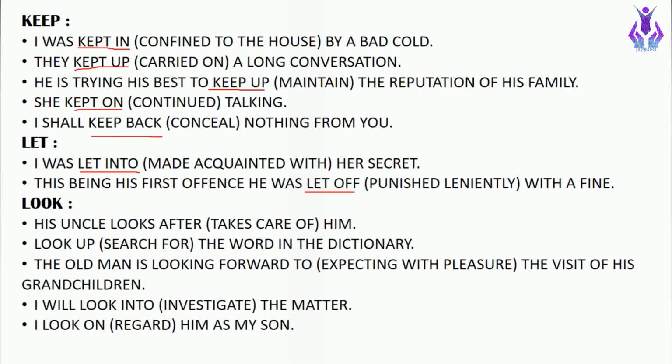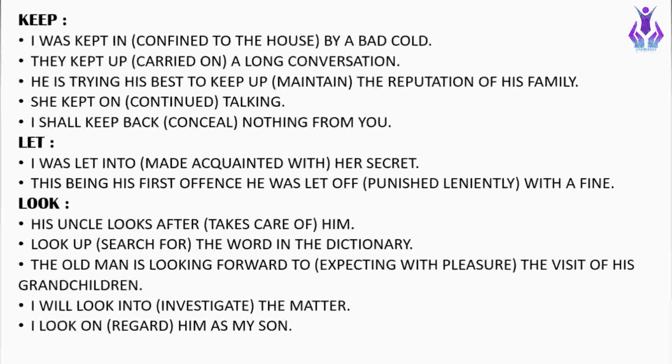The next word is look. His uncle looks after him. So it is quite simple. It is a very day-to-day idiom that means take care of. Look up the word in the dictionary. So it is also a very common one. The old man is looking forward to the visit of his grandchildren. I will look into the matter. And the last one is, I look on him as my son. So these are the look idioms. The idioms from the word look are quite general, and they are so common that we use them in our day-to-day language.